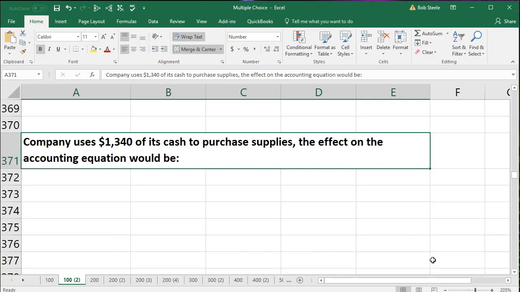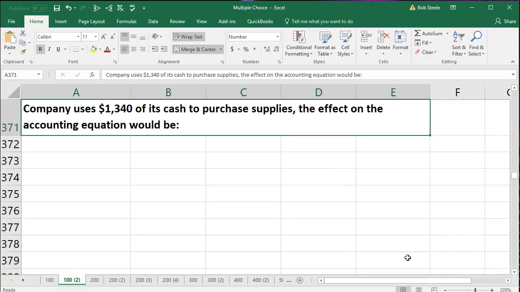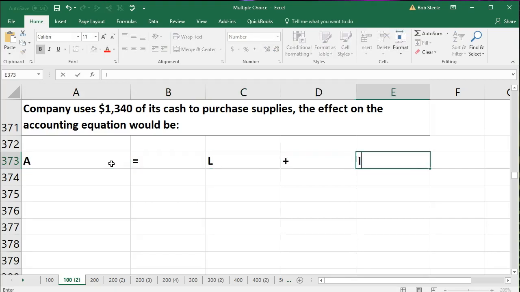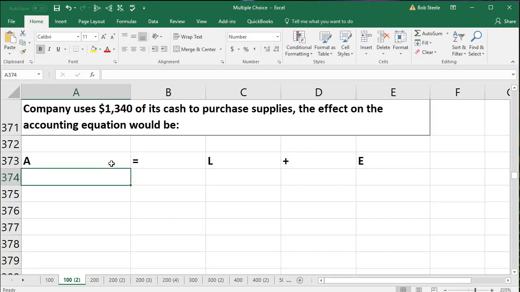These questions can be a bit deceiving. We are tempted to do these in our head and not write down the accounting equation. I highly recommend writing down the accounting equation so you don't get these easy questions mixed up. So I'm going to say assets equal liabilities plus equity. And we're going to say that the company uses 1,340 of cash to purchase supplies.